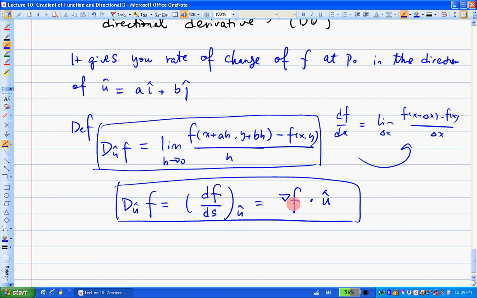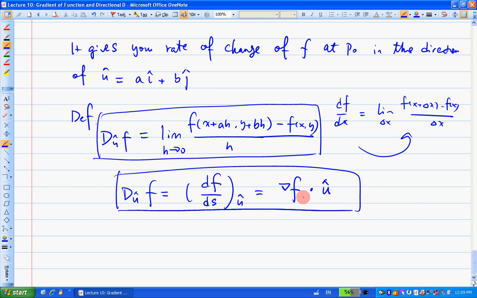So what is this in here? This is what we just learned: the gradient. The u hat is the direction, a unit vector. So when you're trying to calculate the directional derivative at a certain point, actually it's quite simple. Just this vector dot this vector. That's it.